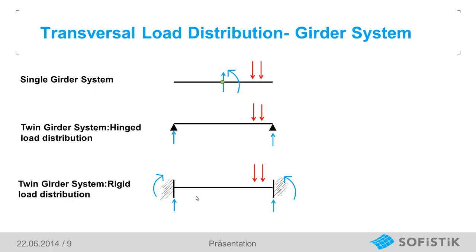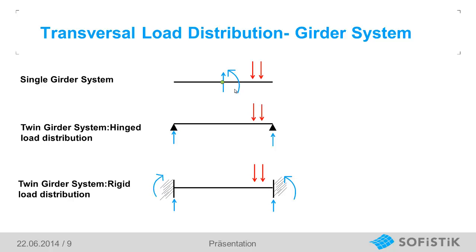So if we have a single girder system, we have the possibility to choose the single girder system. We have here different settings, and if we choose single girder system, it means that an eccentrically placed loading generates directly a torsional moment, which you can see here. And the vertical forces and the torsional moment will be applied to the single girder.